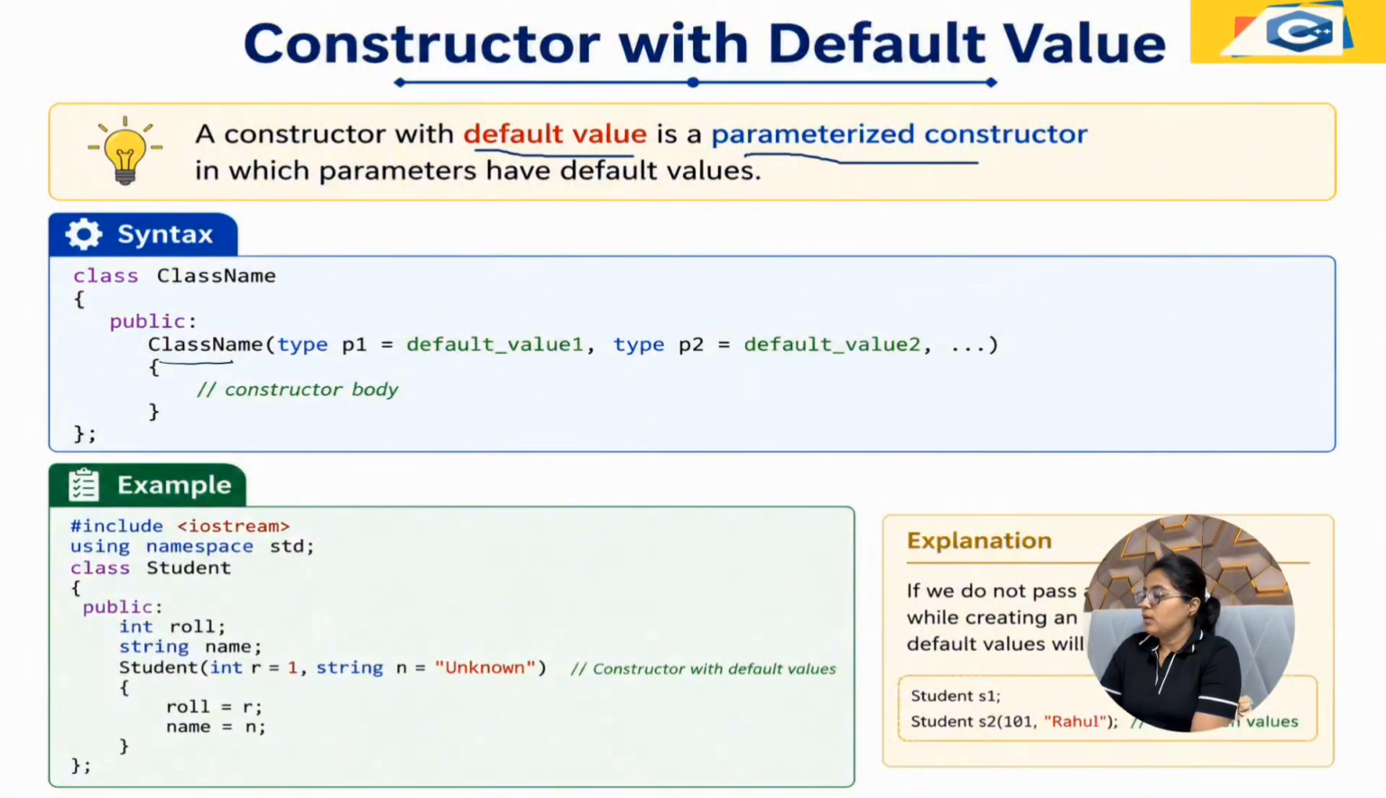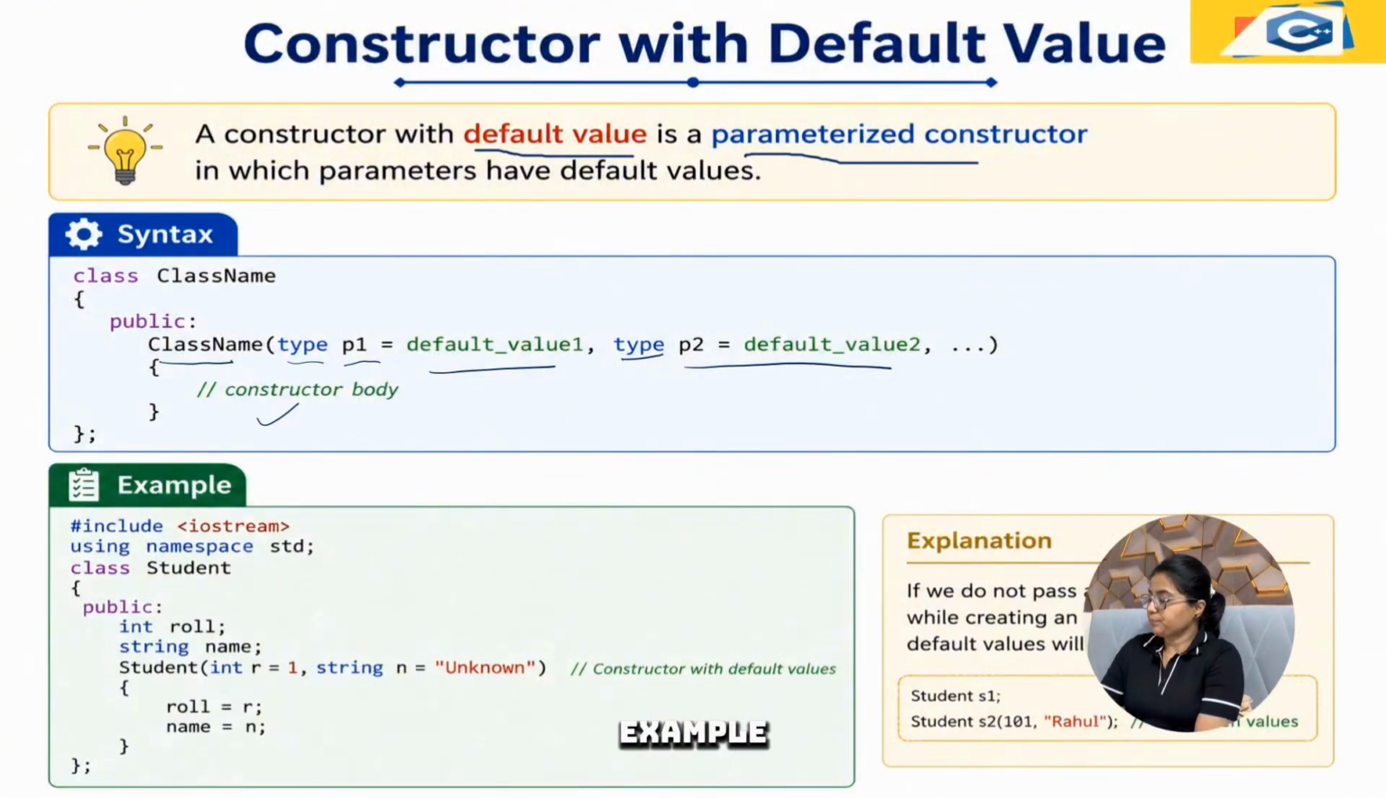Type is nothing but data type. If I want to give the default value to the first variable, I will write the name of the variable and give the default value. If I want to give the default value to the second parameter, write down the name, data type of the parameter and give some default values. And then the constructor body.